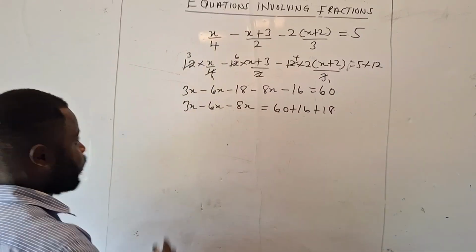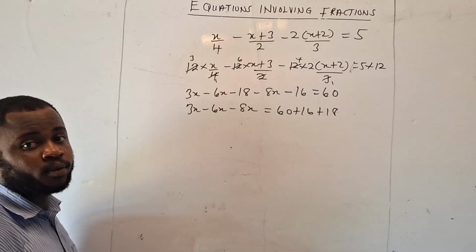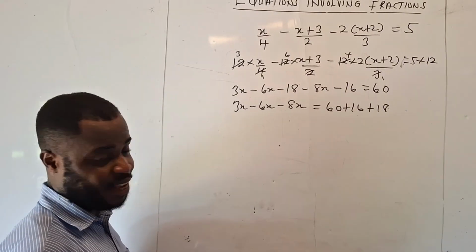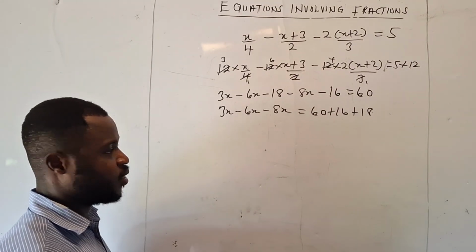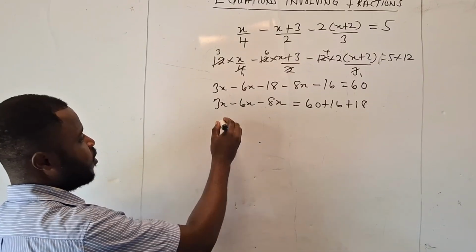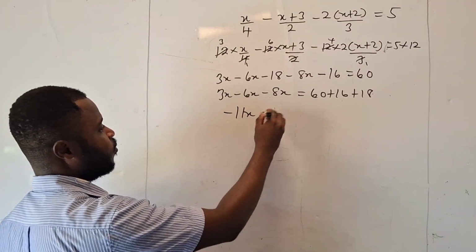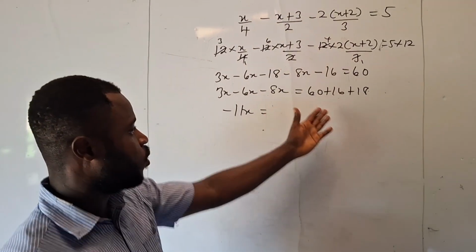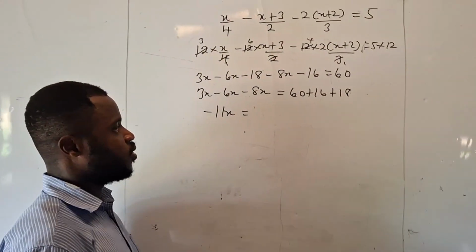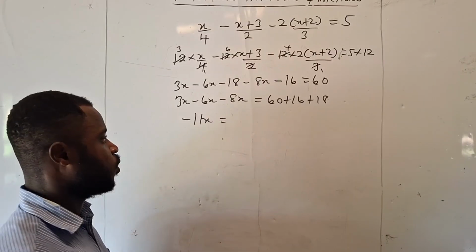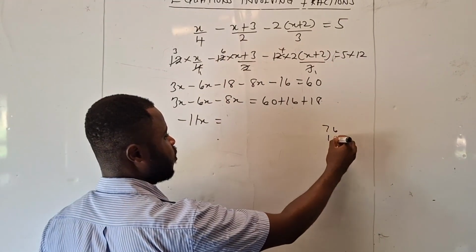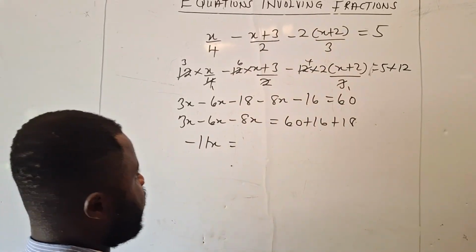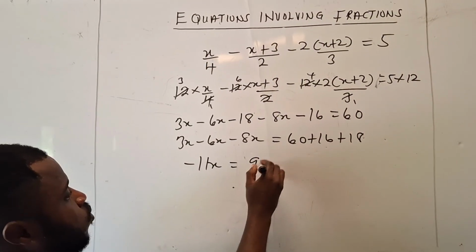Now 3x minus 6x will give a negative 3x. Negative 3x minus 8x, negative 11x. 60 plus 16 is going to give us 76. 76 plus 18. So 16 plus 16 plus 18 will give us 94.